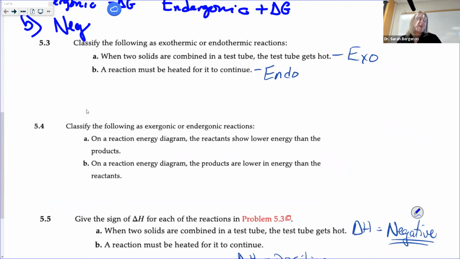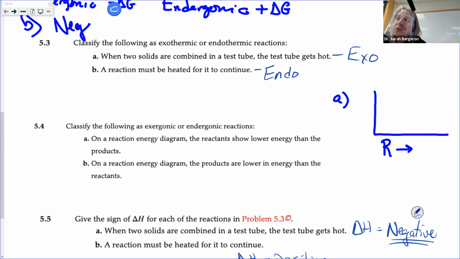Okay. Classify the following as exergonic or endergonic reactions. Okay. On a reaction energy diagram, the reactants show lower energy than the products. So here's an energy diagram. We go always in chemical reactions from reactants to products. And so this is an energy diagram. So what I'm graphing on my other axis is Gibbs free energy.